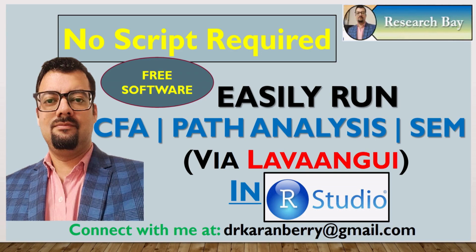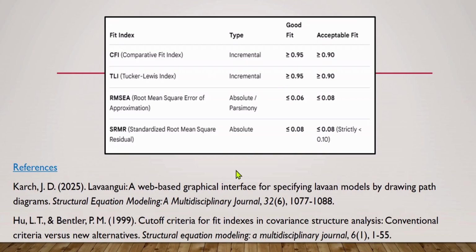So let us start. But before diving into the analysis, let me show you some of the important metrics involved in assessing confirmatory factor analysis, that is measurement model assessment, and path analysis and structural equation modeling. So you see, we have the comparative fit index and Tucker-Lewis index, both of which are incremental fit indexes. A good value which is desirable over here is greater than 0.95. And if it is not 0.95, at least it should be greater than 0.90 in both cases.